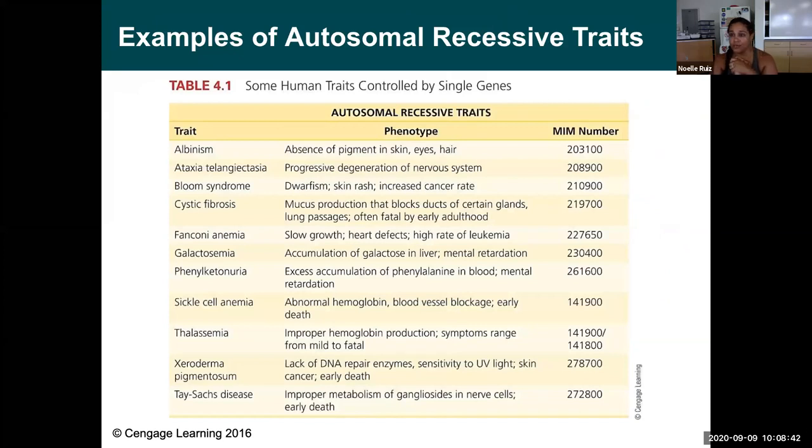There's a whole table of different disorders and what happens when a person has these autosomal recessive disorders. Albinism, absence of pigment in hair, skin, and eyes. That's when we call them albinos. Cystic fibrosis is another common one. Sickle cell anemia is pretty common. So there's all kinds of them. And then the number on the side, we'll talk about that at the end.